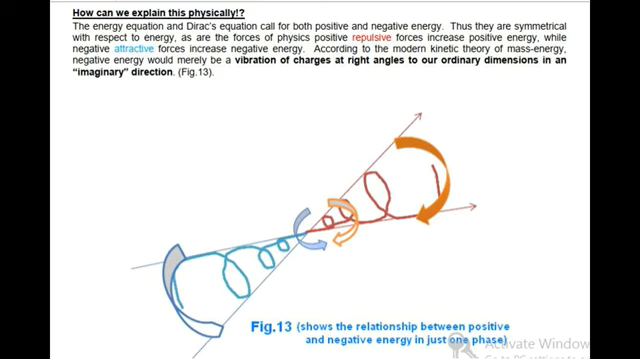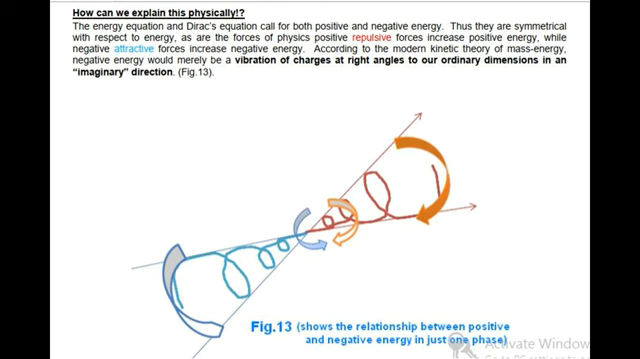The energy equation and Dirac's equation call for both positive and negative energy. Thus they are symmetrical with respect to energy, as are the forces of physics. Positive repulsive forces increase positive energy, while negative attractive forces increase negative energy. According to the modern kinetic theory of mass energy, negative energy would merely be a vibration of charges at right angles to our ordinary dimensions in an imaginary direction.